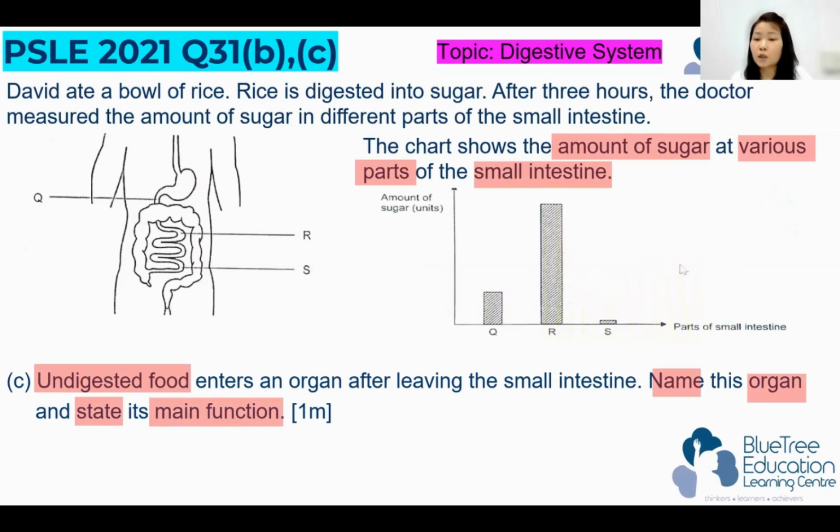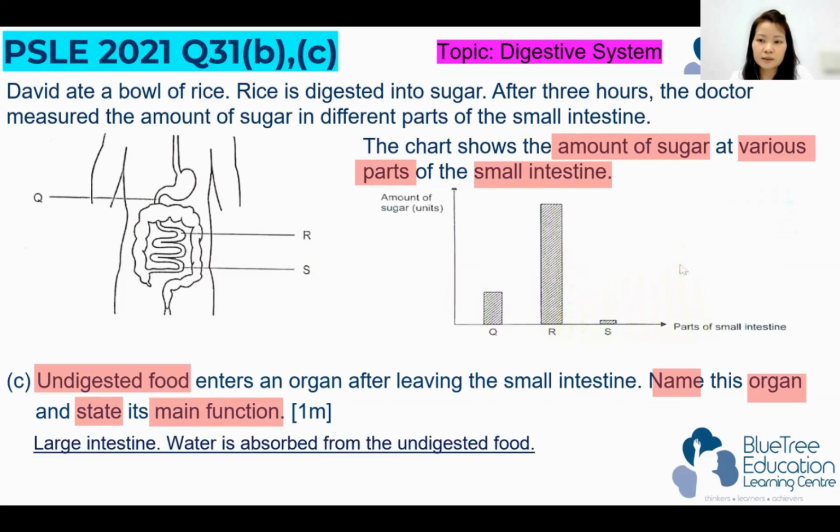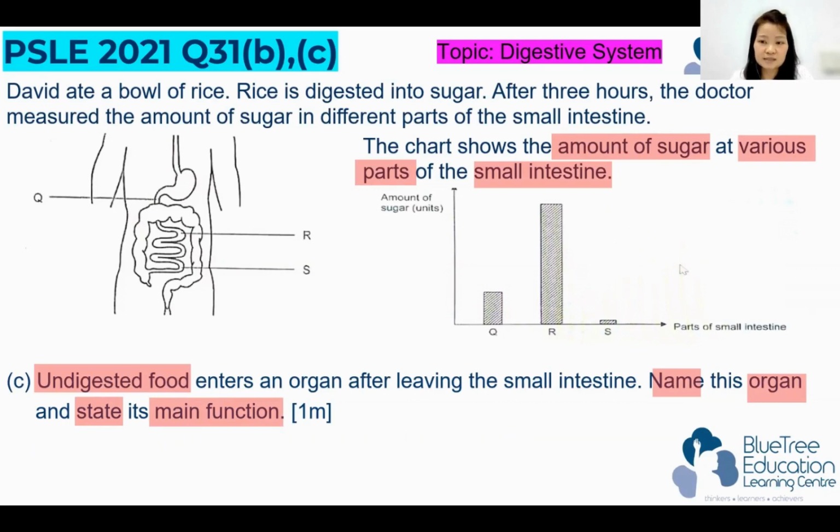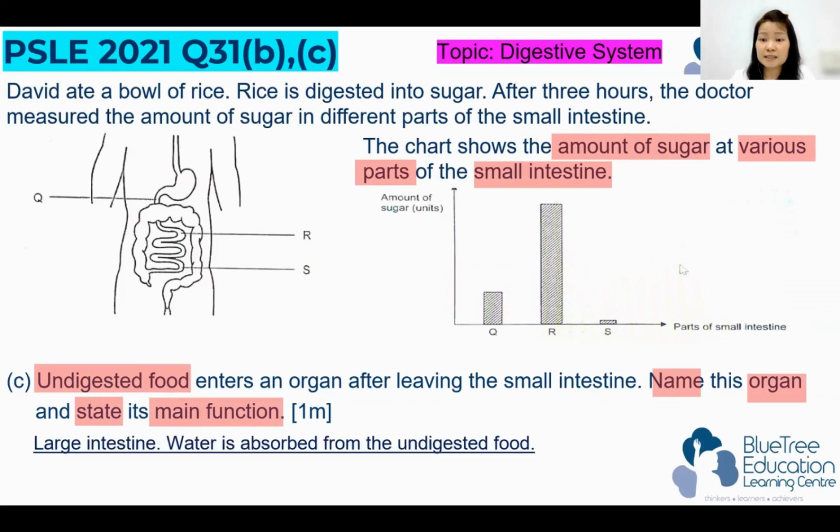So what should the organ be? I see some answers. Any more other answers? Very good. Some of you got it correct. Well done: large intestine. But why is it the large intestine? Remember, water is absorbed from the undigested food. There is a very common misconception about this. A lot of students will put that the large intestine absorbs water from undigested food. No, water is absorbed from the undigested food. So remember this.